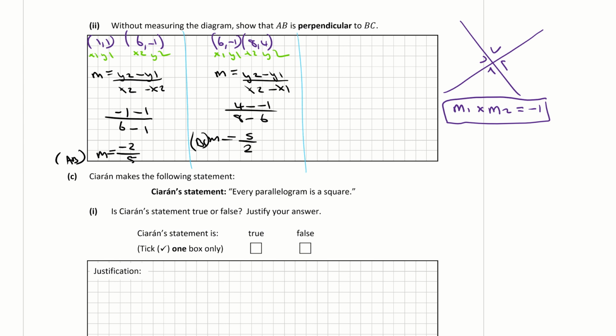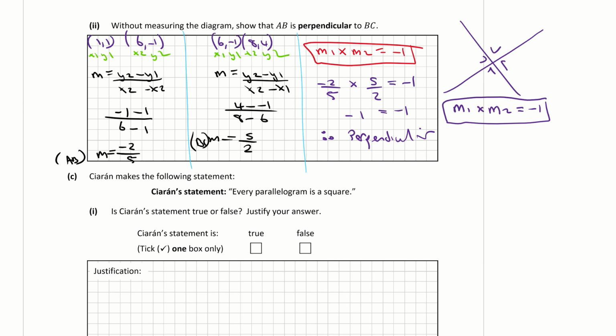The question wants us to show that they're perpendicular. So let me just write the rule here again. To show perpendicular, you multiply your two slopes and you'll always get -1. So if I multiply my first slope times my second slope, I get -1 is equal to -1. So therefore perpendicular. Okay, so once you get them equal to -1, then we're happy that they're perpendicular.